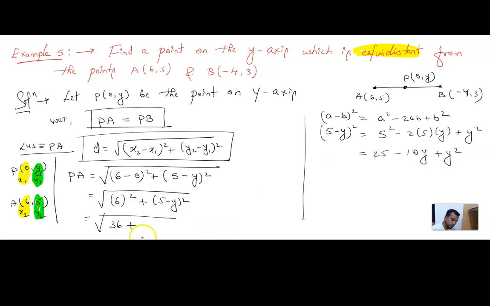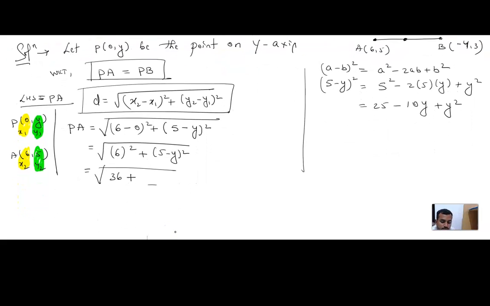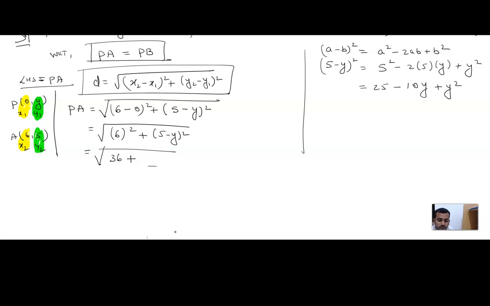So shall we substitute these values here? Right? Okay. So what is 5 minus y whole square? If you want, you can substitute directly like this also. 25 minus 10y plus y square. You can substitute like this also, no problem.